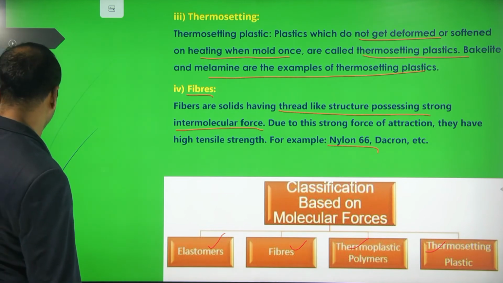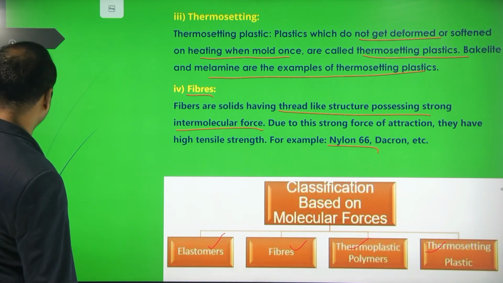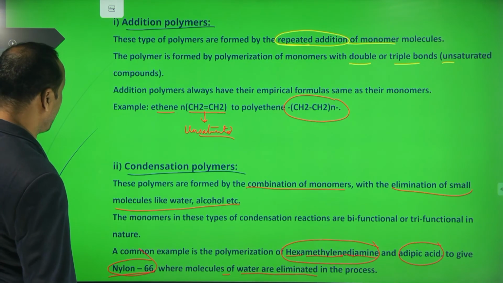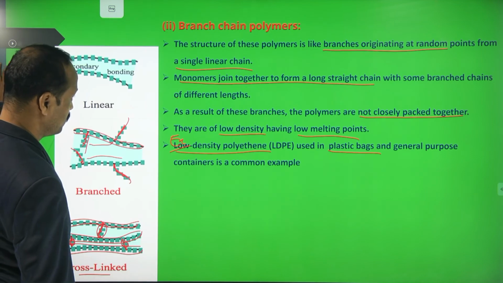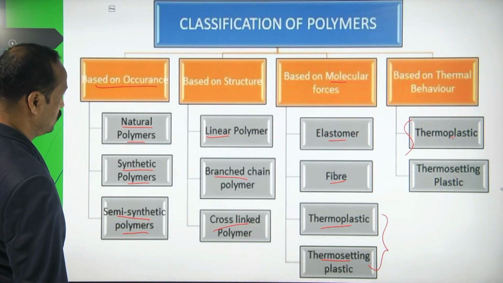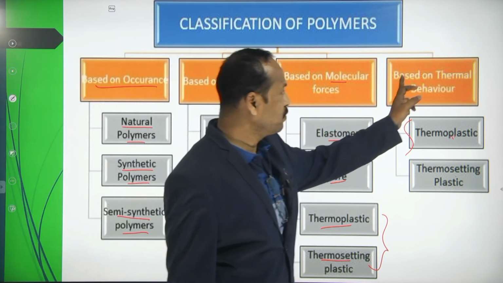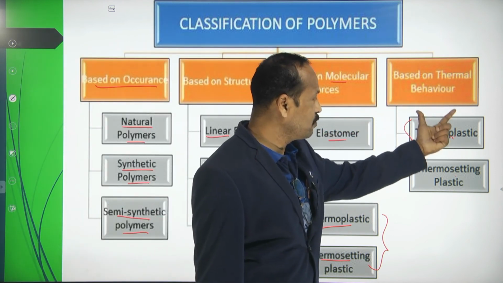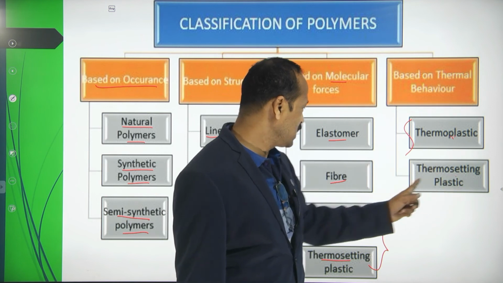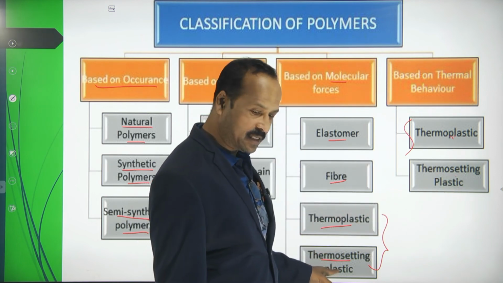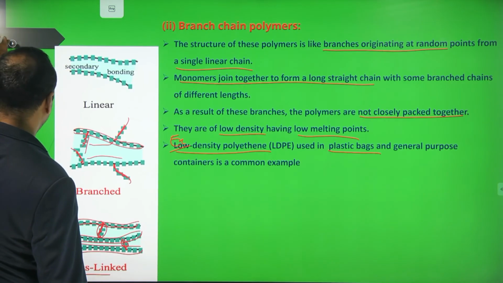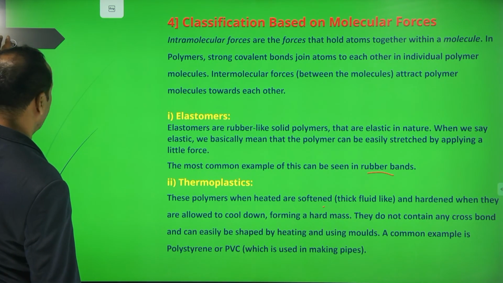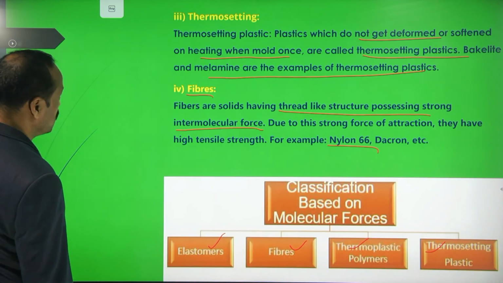Here there is one more type of classification that I am not discussing, because I already discussed it. Which one is that? This one, thermoplastic and thermosetting, based on thermal behavior. Here we already discussed, no? Thermoplastic and thermosetting. So with this, the classification of polymers is over.